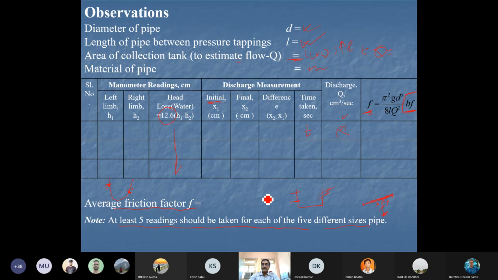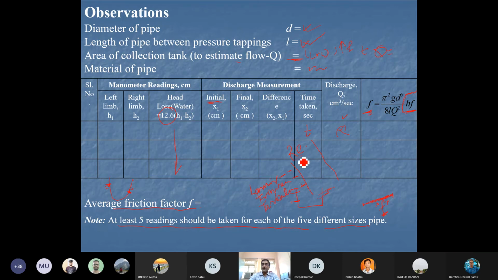There are three types of flow in pipe conditions. What are those? Laminar, then turbulent, and in between there is one. What is that called? Transition flow. So laminar flow, transition flow, and turbulent flow. How is it defined? Based on Reynolds number. We covered the theory last week only.